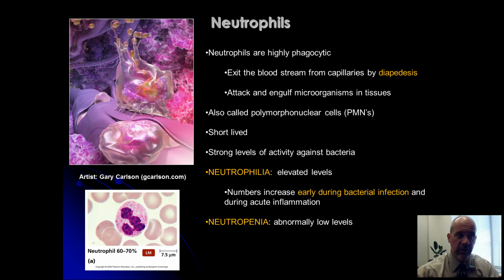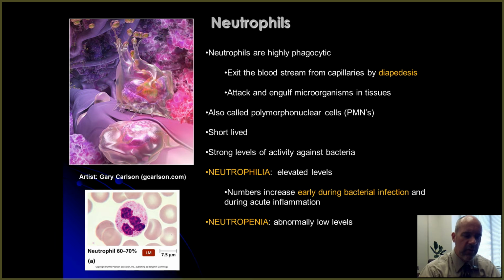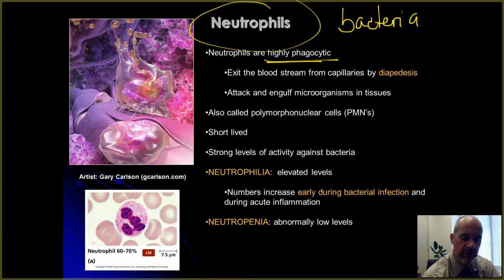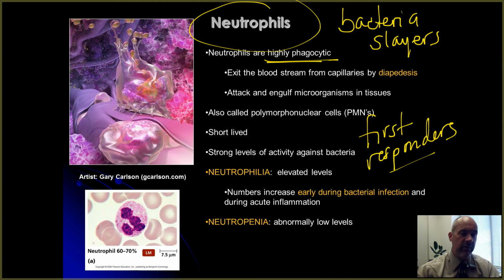All right, so the granulocytes are your neutrophils, your basophils, and your eosinophils, and we're going to talk first about the neutrophils. This is a very important type of white blood cell. They're made in the bone marrow, just like all of your other blood cells are, and they are highly phagocytic. They're sometimes called bacteria slayers. They're also first responders, which means when you have an injury or an infection, these are normally going to be the first responders. They're the types of white blood cells that migrate to an area of injury and infection first.